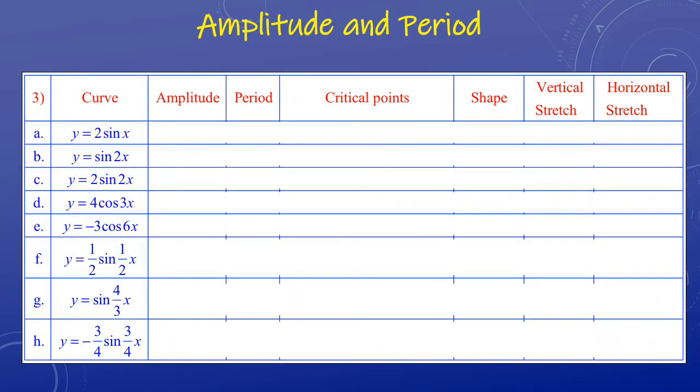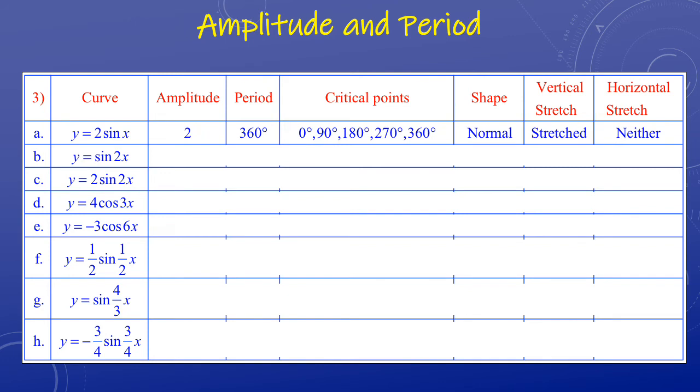In example 3, we're going to put everything together, the amplitude and the period. So for each of the curves, we want to find the amplitude, the period, the critical points, and then the shape, whether it's normal or reversed, the vertical stretch, whether it's stretched, shrunk, or neither, and the horizontal stretch, whether it's compressed, elongated, or neither.